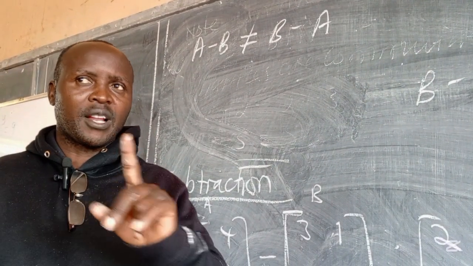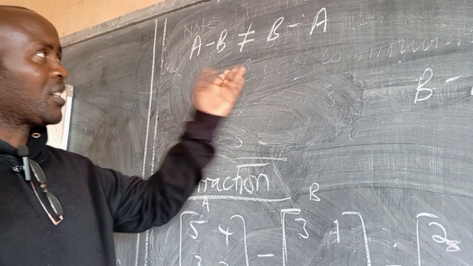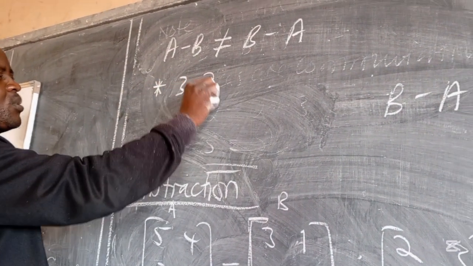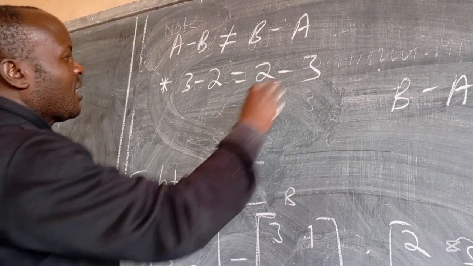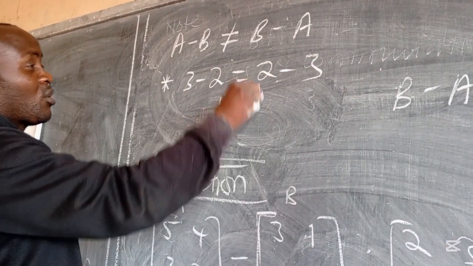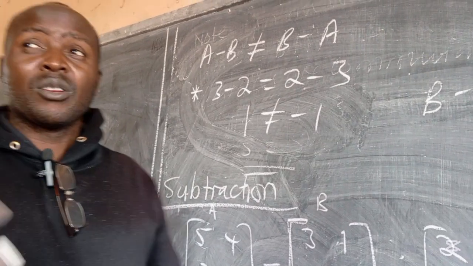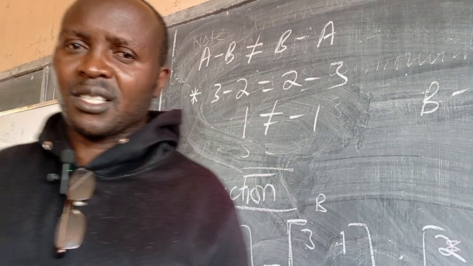No. For numbers, no. Look at even numbers. Asterisk, I'll put the numbers here. 3 minus 2. Is it the same as 2 minus 3? Here I'll get a positive, which is not the same as negative 1. I hope you have seen that even in numbers, you cannot interchange them to get the same answer.